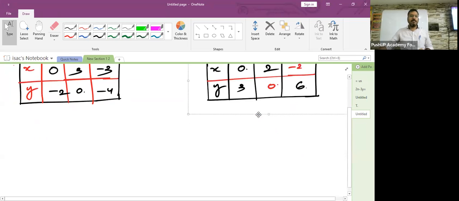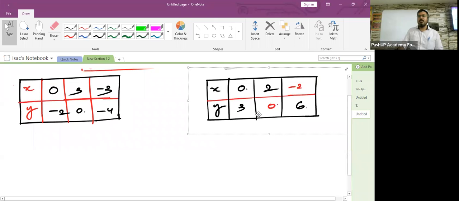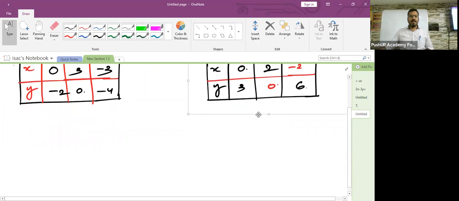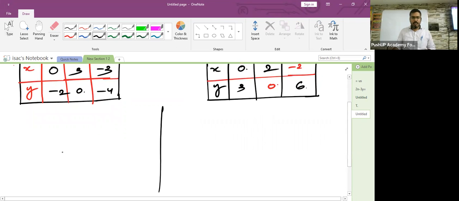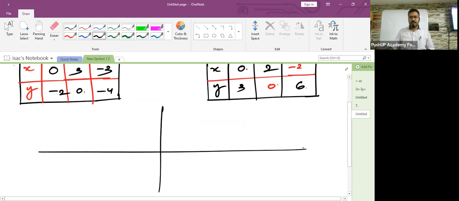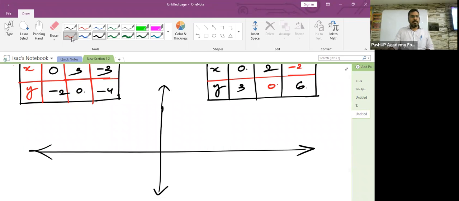Yeah, you have to draw the graph for these two tables. Please do it. Both are parallel or perpendicular? Perpendicular. Okay, I have no clue about it because I'm not drawing the graph. Both are neither perpendicular nor parallel. Okay. Yes, sir. They're neither perpendicular nor parallel.